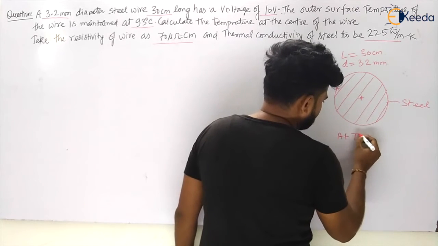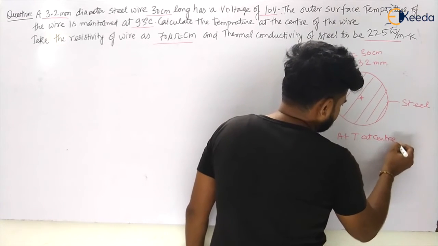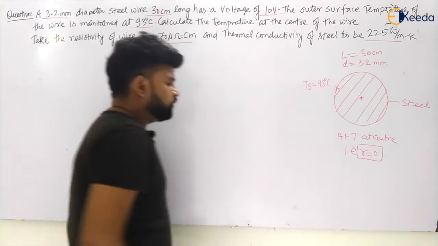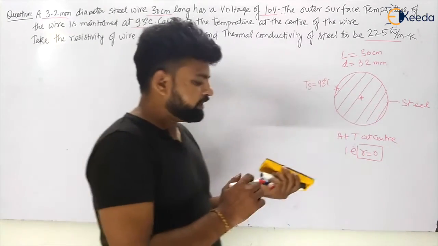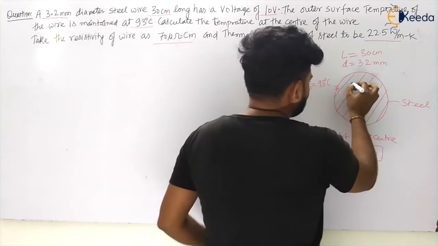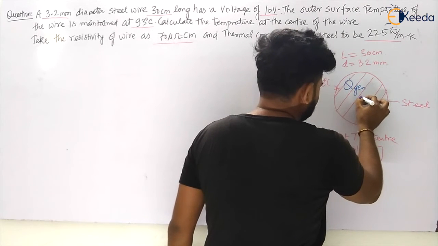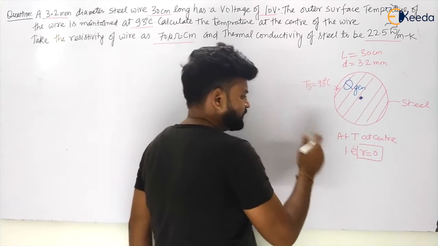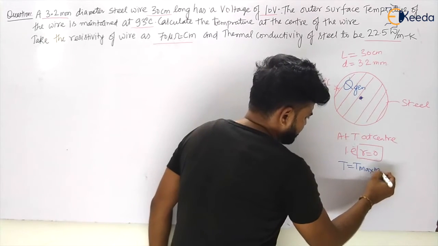So my dear students, he is asking about the temperature at the center, that is r is equal to 0. So we know that if this is a solid cylinder and some heat is generated inside this, then where will the temperature be maximum? At the center, that is at r is equal to 0, there will be the maximum temperature. So at r is equal to 0, T will be equal to T maximum.